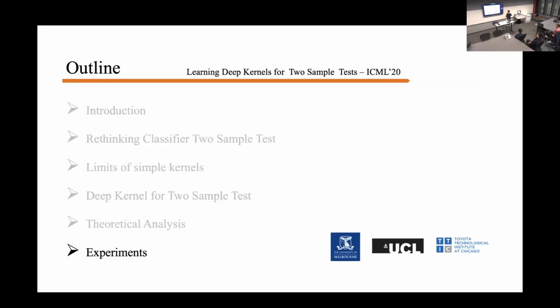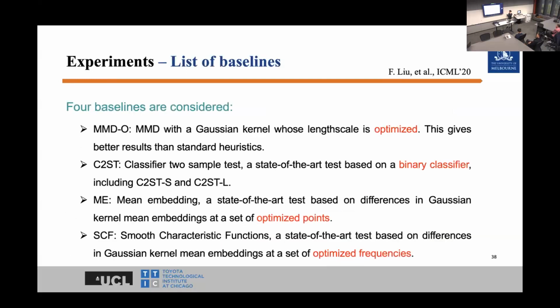And then we will show the experiments for our method. Here we consider 4 baselines. The first is MMD with a Gaussian kernel, where the Gaussian kernel's bandwidth is optimized. The second is C2ST, the classifier two-sample test. We have two methods here. The first uses accuracy. The second uses logits in the last layer of the neural network. And ME and SCF are just state-of-the-art methods.